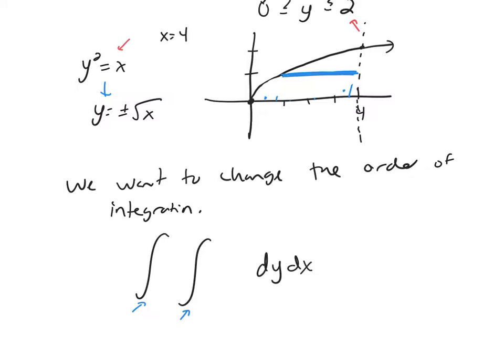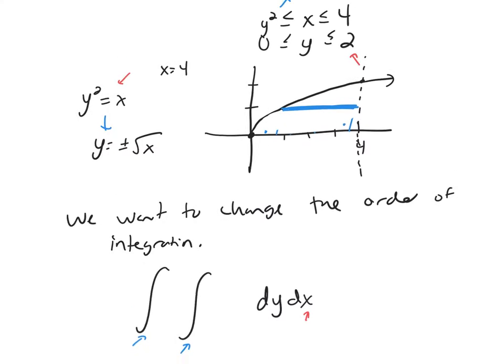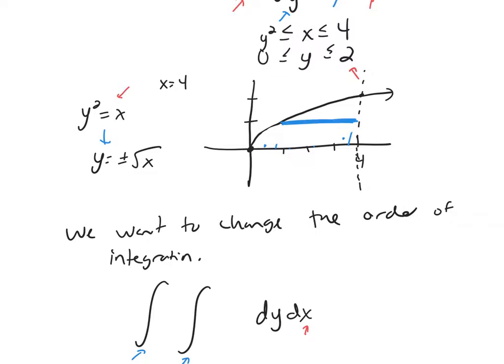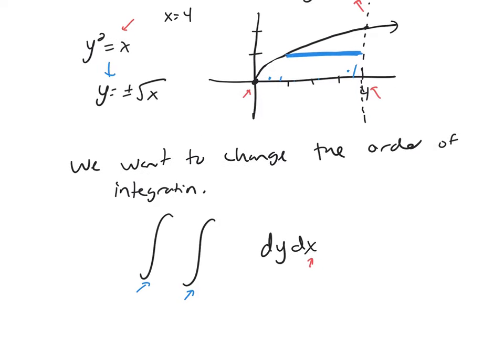Well, remember, for your outside variable, which is x now, your bounds are always constant. So look at x in your region. What's the smallest x? X is 0 here. What's the largest? X is 4. So the bounds on the outside, I know x is between 0 and 4, so that's what goes on the outside here, 0 to 4.